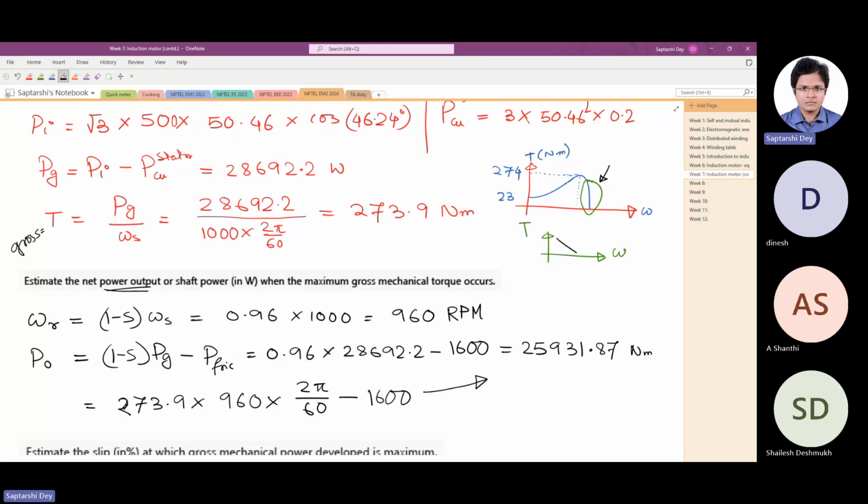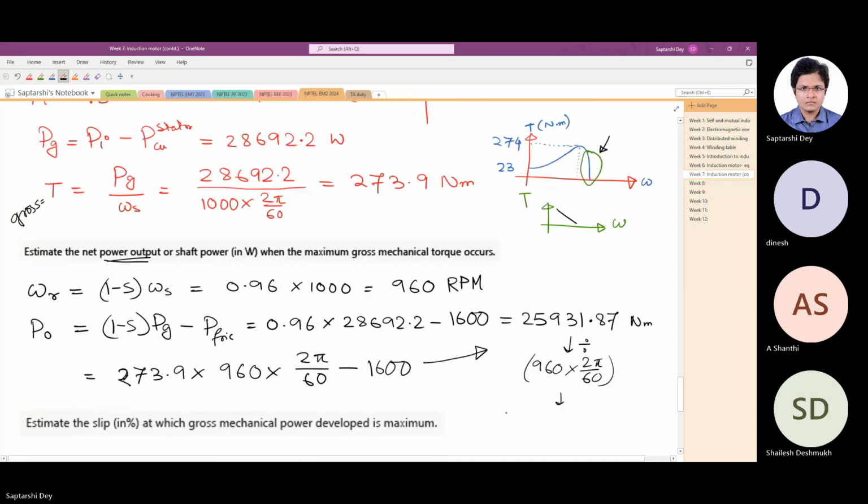We did not find the available torque though. So this one actually, if you divide by 960 times 2 pi by 60, you will get the maximum available torque. Okay.